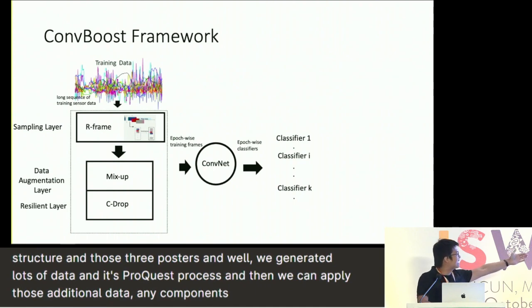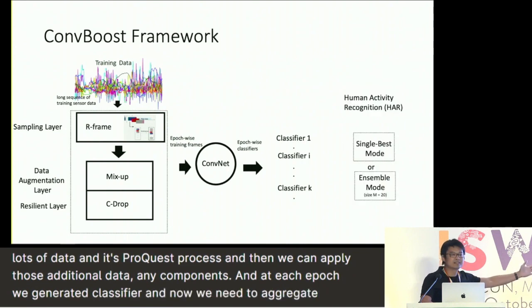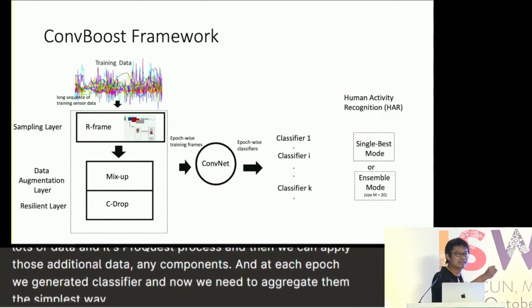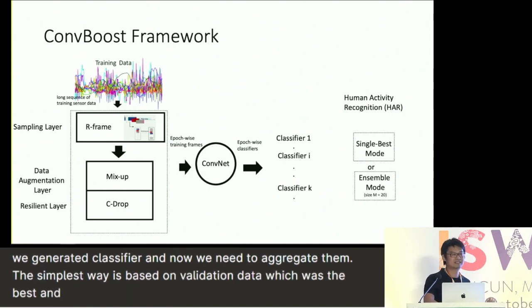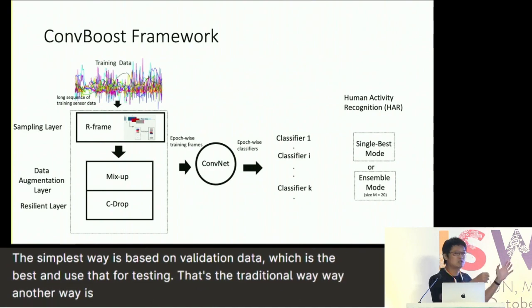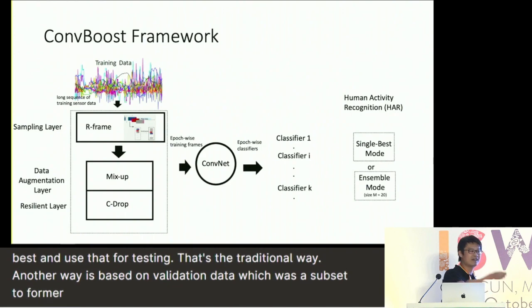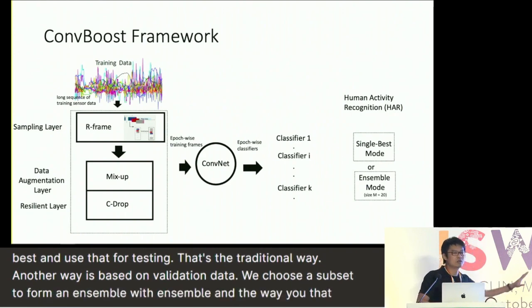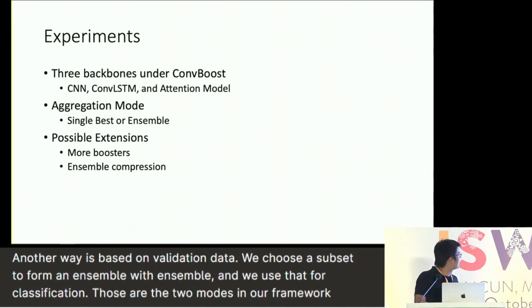At each epoch, we generate a classifier, and now we need to aggregate them. The simplest way is, based on validation data, we choose the best one and use that for testing. That's the traditional way. Another way is, based on validation data, we choose a subset to form an ensemble, and we use the ensemble for classification. Those are the two modes in our framework. Next, we're going to go through the experiments.